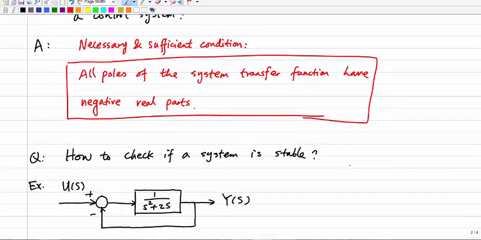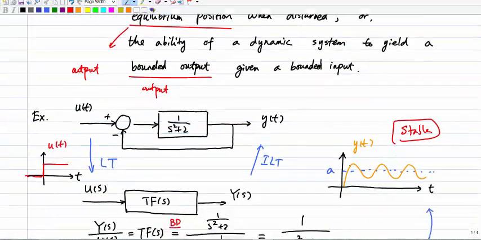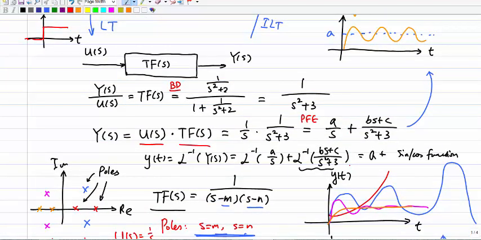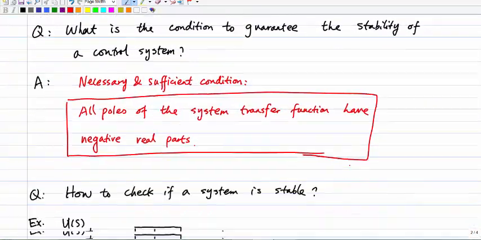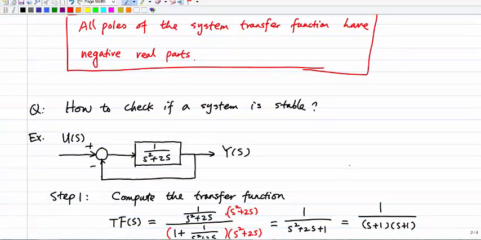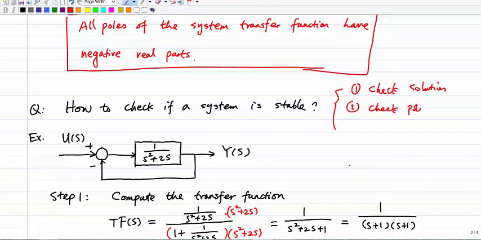Okay, but how do we check the system is stable? A couple of ways. First of all, you can check the solution directly to see if it's stable, if you're given bounded input or bounded output. The second one is you can check the poles of the transfer function.